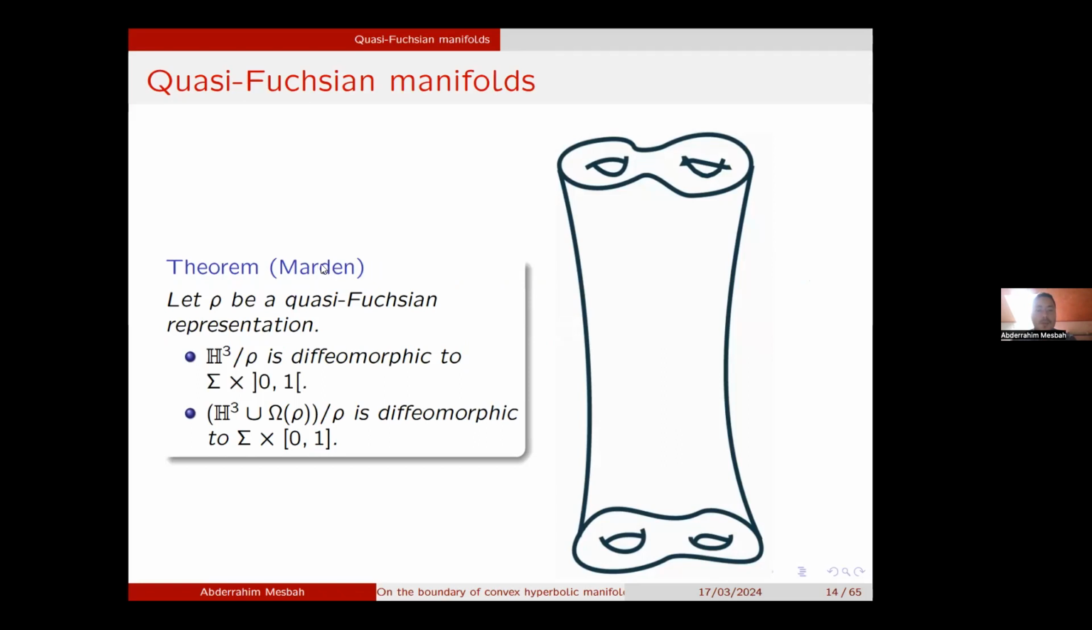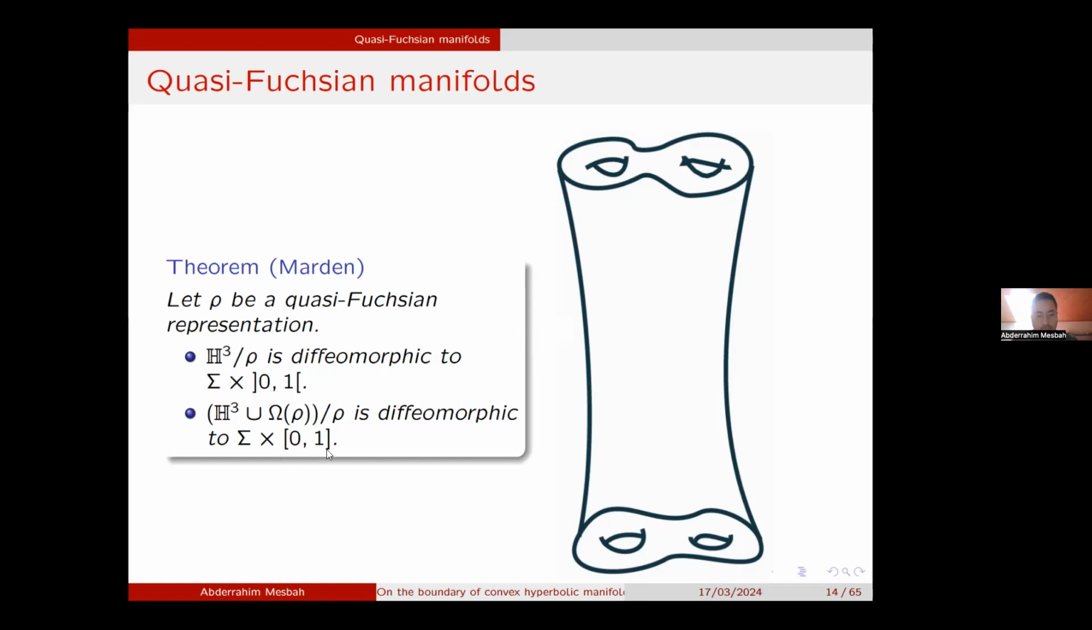Next we have this theorem by Marden that studies what a quasi-Fuchsian manifold looks like. The theorem states that the quotient of H3 by a quasi-Fuchsian representation is diffeomorphic to Σ times (0,1), the same case as the three-dimensional Fuchsian manifold that we have seen. And when we add the domain of discontinuity, it will be diffeomorphic to Σ times [0,1], closed.